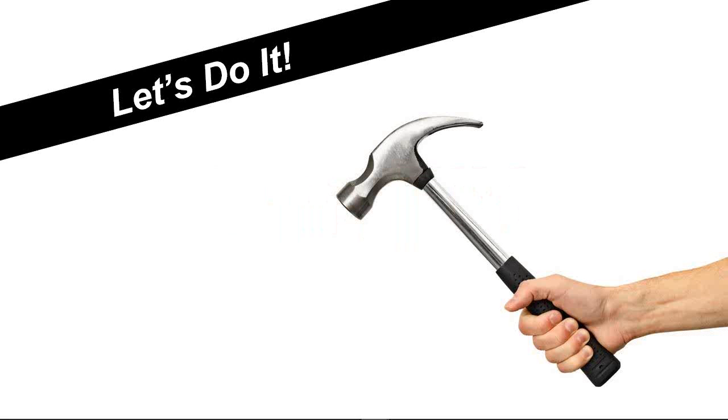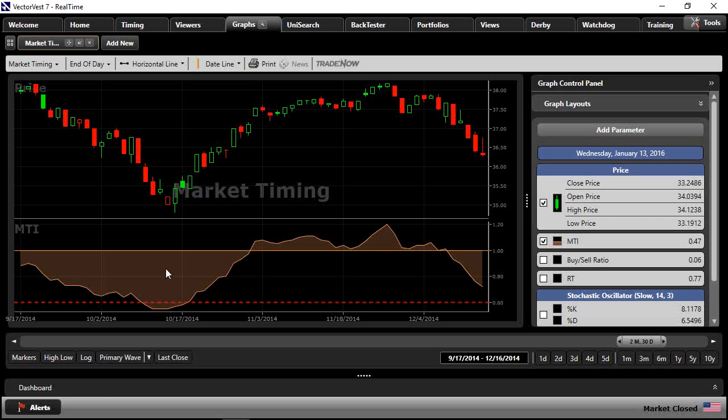Let me go into VectorVest and talk about the different market phases. I'm going to open up VectorVest. And here we're looking at a market timing graph. Okay, the most important graph in all of your platforms is a market timing graph. At the top is the price of the VectorVest composite. Think of it as the overall market index.